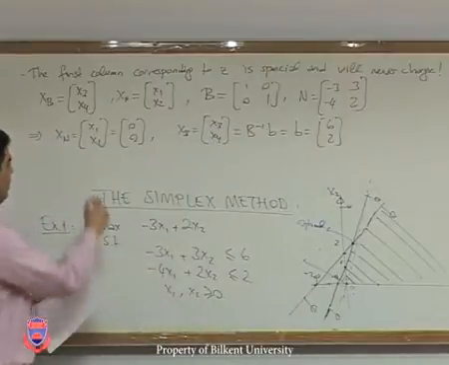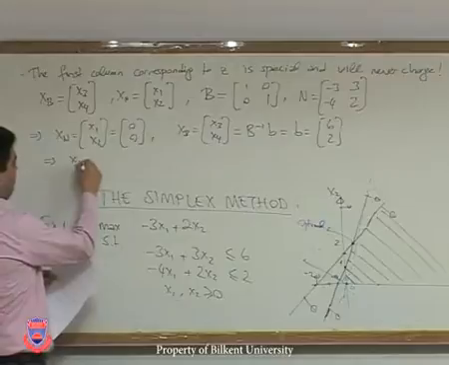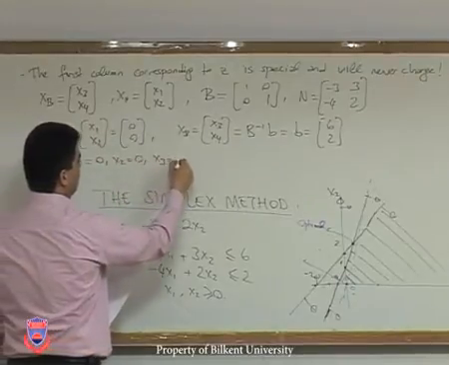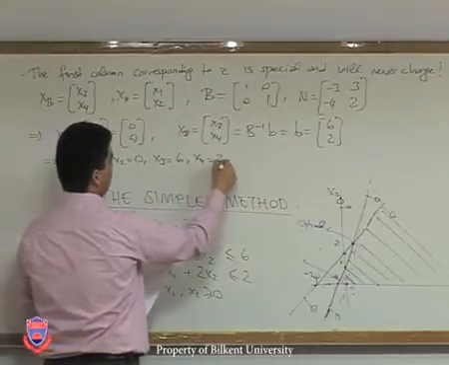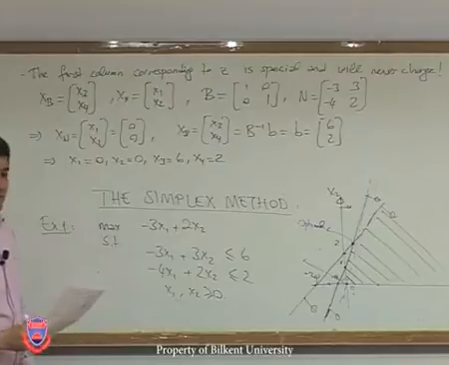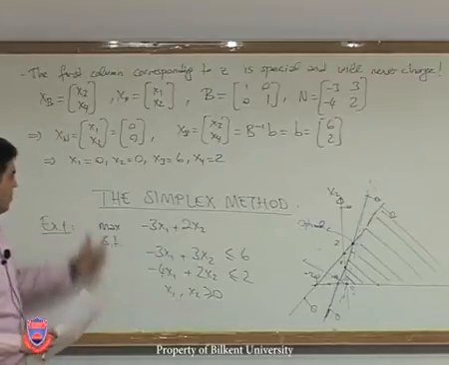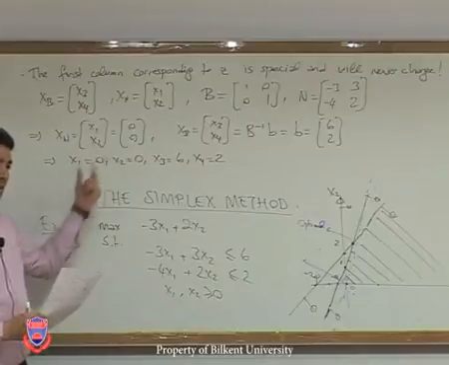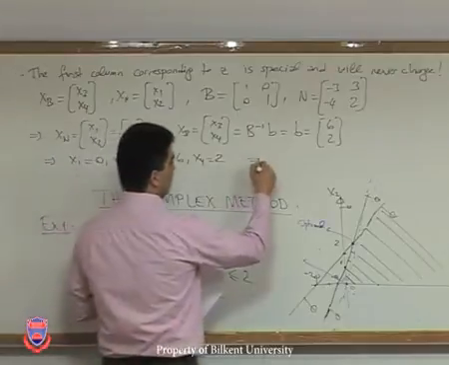Okay? So as a result, the corresponding solution will be given by x1 is equal to 0, x2 is equal to 0, x3 is equal to 6, and x4 is equal to 2. Now, is this a feasible solution? Yes, because all the variables are non-negative. And furthermore, this is a basic solution at the same time, right? So as a result, we get a basic feasible solution.